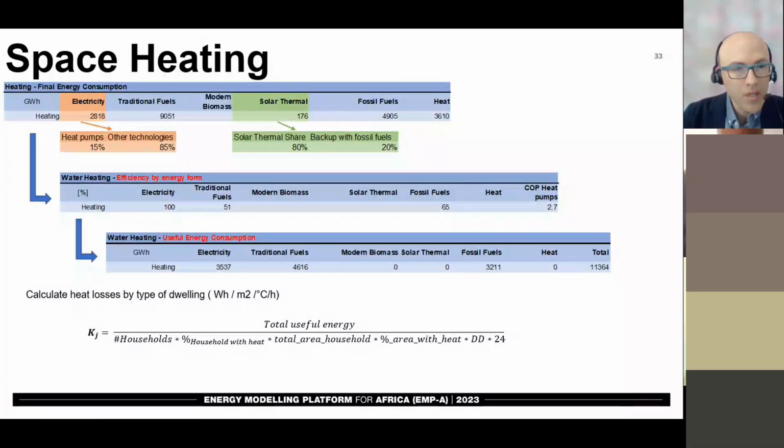And the heat losses rate will be this total useful energy consumption divided by the number of households multiplied by the percentage of households with heat, multiplied by the total area per household, multiplied by the percentage of area with heat, multiplied by the degree days. This is the parameter that was defined before, and this is multiplied by 24. This is how to calculate the heat losses rate using the data available in the energy balance.